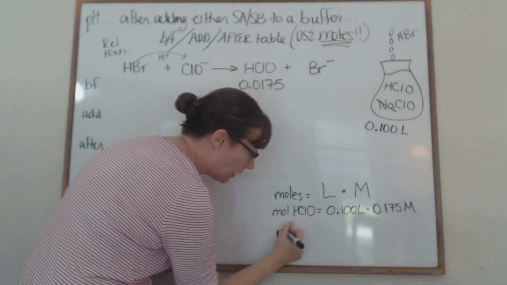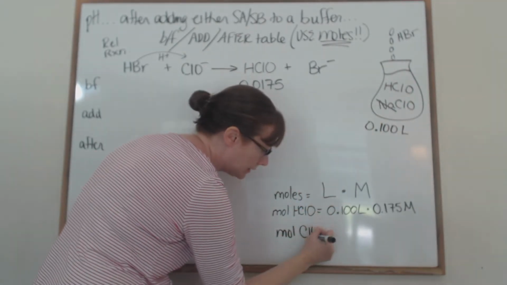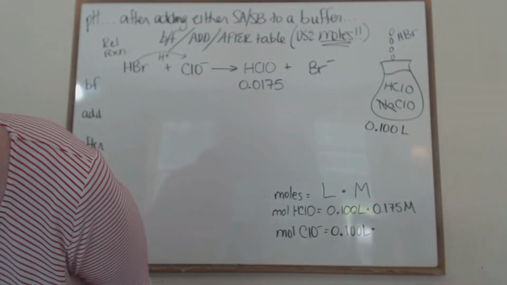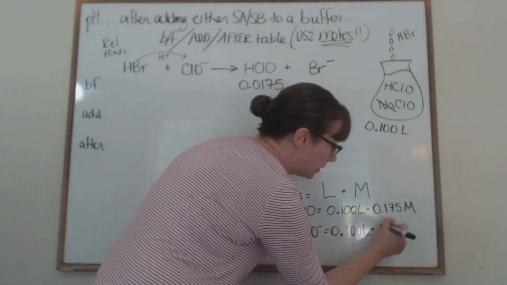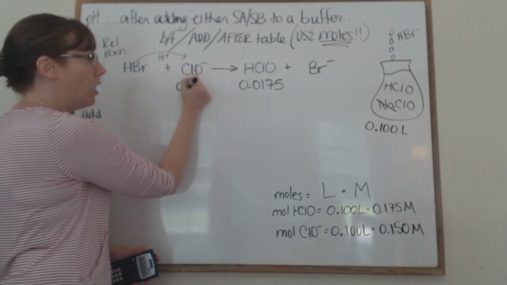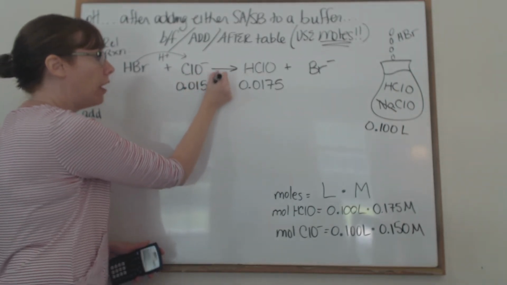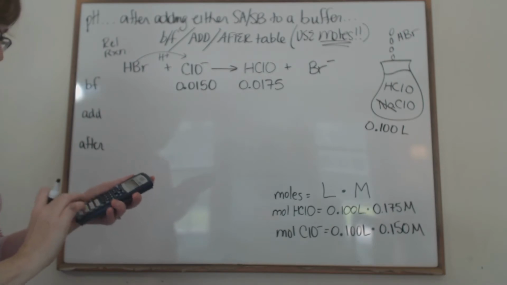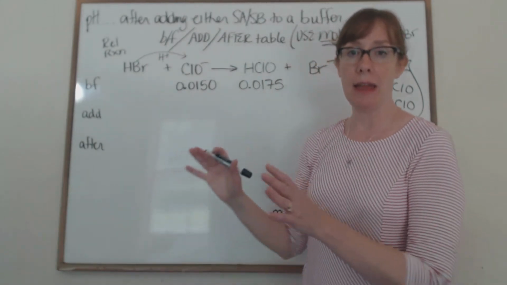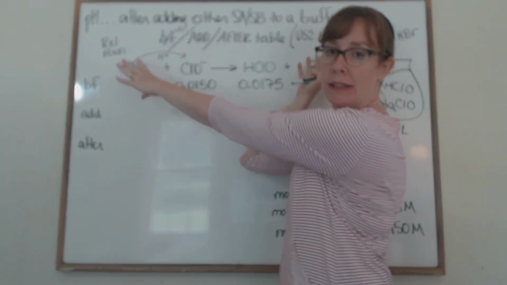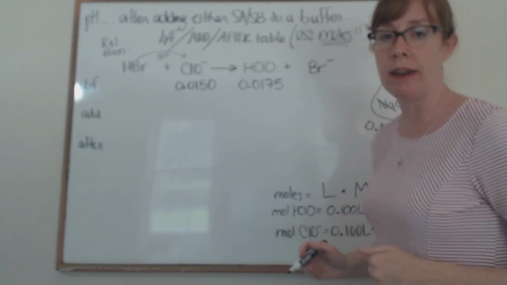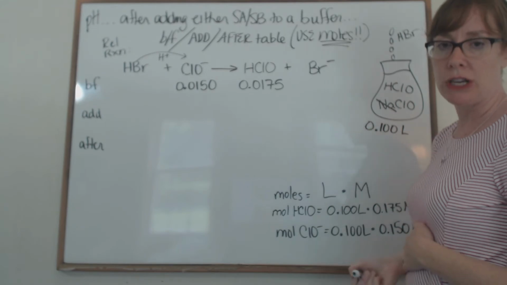And to get the moles of the other one, the ClO minus, it was also 0.100 liters, but its molarity, if you look in the question, was 0.150 molar. And so this one is 0.0150. So just 0.150 times 0.1. Okay. And before you've added anything, you didn't have any of these things. So all you fill in is what you had. You just had a buffer, and these are the moles of each that you had. We got moles by timesing the liters times the concentrations.